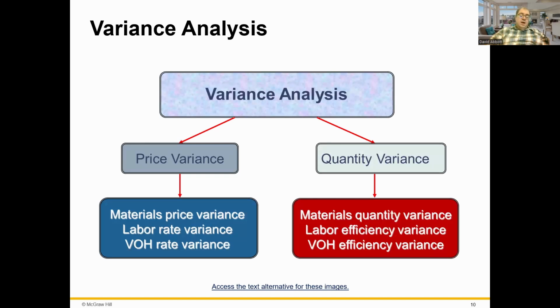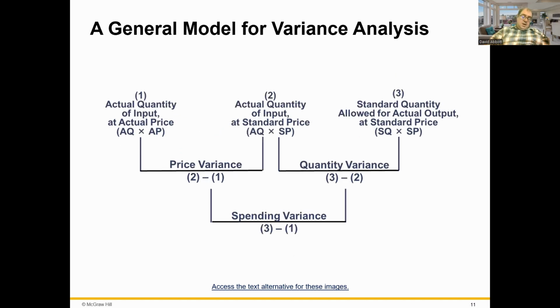So, the general model and overview. Price and quantity variances can be computed for all three variable cost elements: direct materials, direct labor, and variable manufacturing overhead, even though the variances have different names as shown. Although price and quantity variances are known by different names, they are computed exactly the same way as shown on this slide, for direct materials, direct labor, and variable manufacturing overhead.